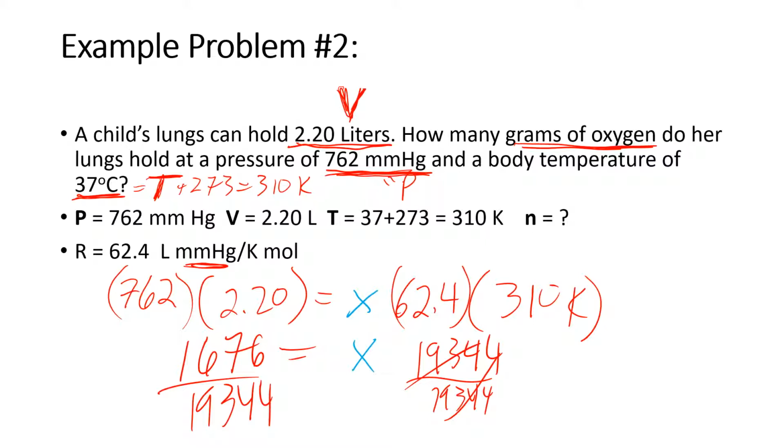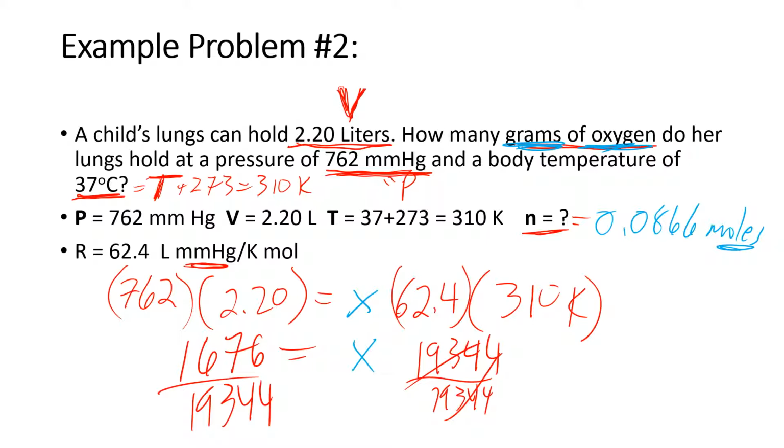Our moles, our N, is equal to, and I guess I should do this in blue because that's what color it was supposed to be, 0.0866 moles. Now the question's asking for grams. We have moles, and we said it was oxygen.